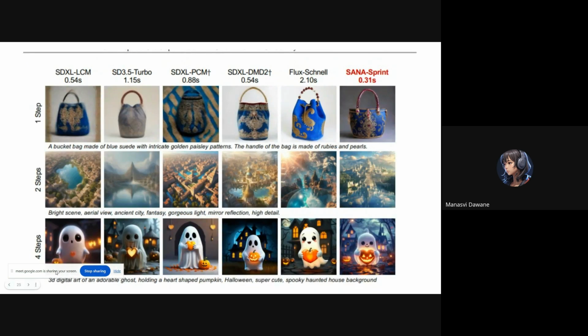So this is the comparison between other models and Sana's model. In just one step, it gave very good generation. This is for the second image. In 2 steps, it gave a really good image. So compared to other models, it is really good.